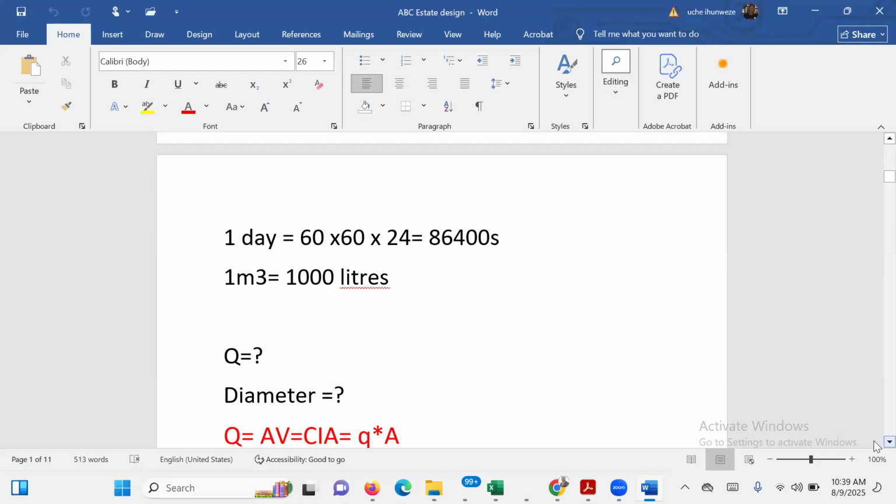Once you get the Q, you get the diameter, your design is done. What you need to do is to go back to the design, draw lines, and then indicate pipe sizes, length of pipe, and all those things. Just do the detailing there. That is what it means. It's as simple as ABC.